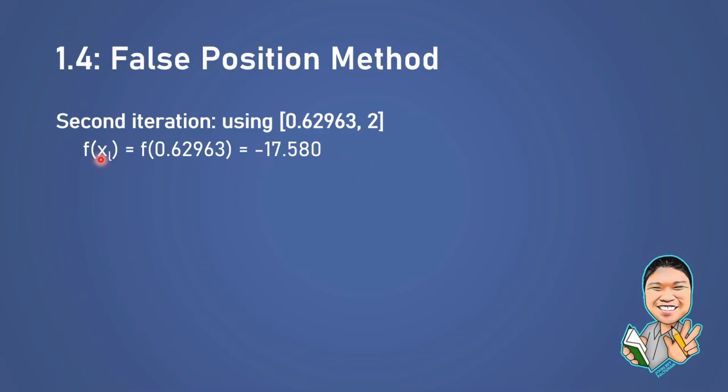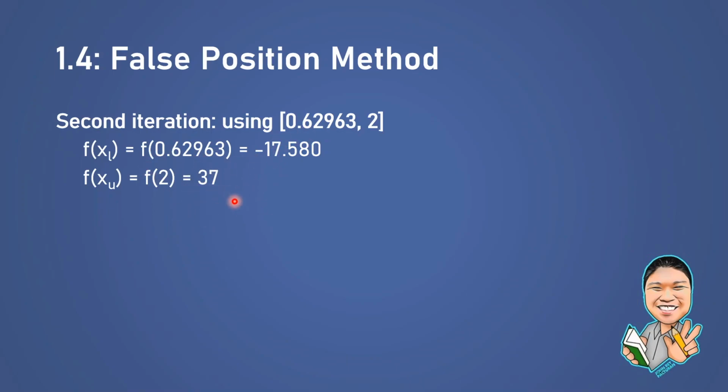So, f of x sub L is equal to f of 0.62963. Again, the process of obtaining this is just substitute. Halos wala tayo ditong problema. Yung f of x sub U natin is f of 2, which is 37.